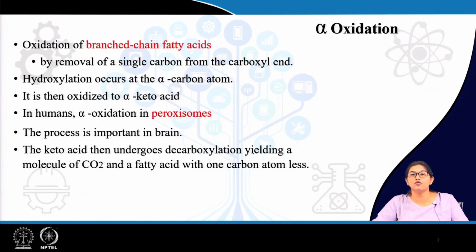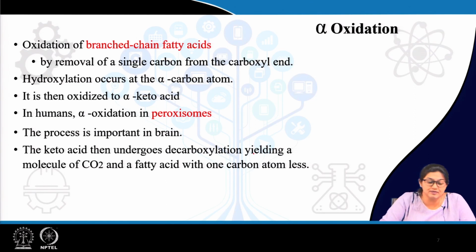Next, we will move on to alpha oxidation. Here we are talking about oxidation of the alpha carbon of the fatty acid. Mostly this alpha oxidation is related to branched chain fatty acids, where a single carbon is removed from the carboxyl end; the carbon just adjacent to the carboxyl carbon is removed via oxidation.